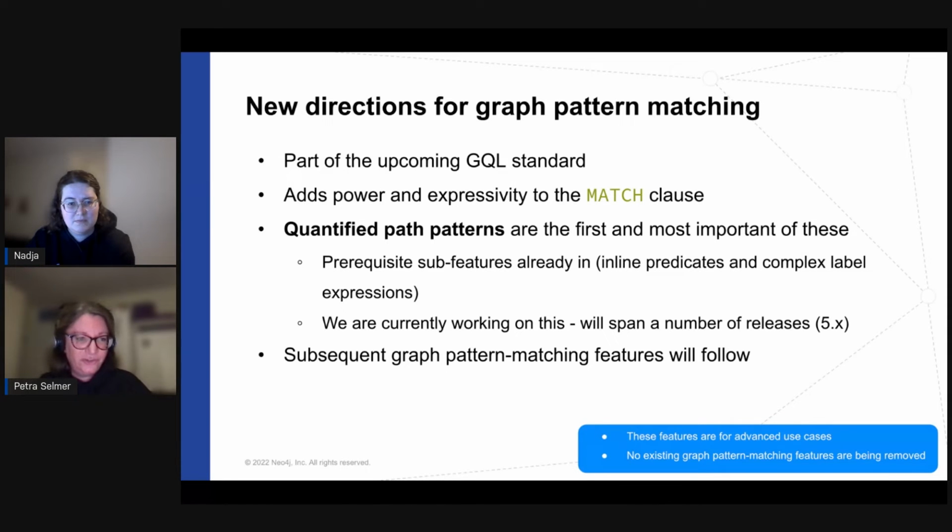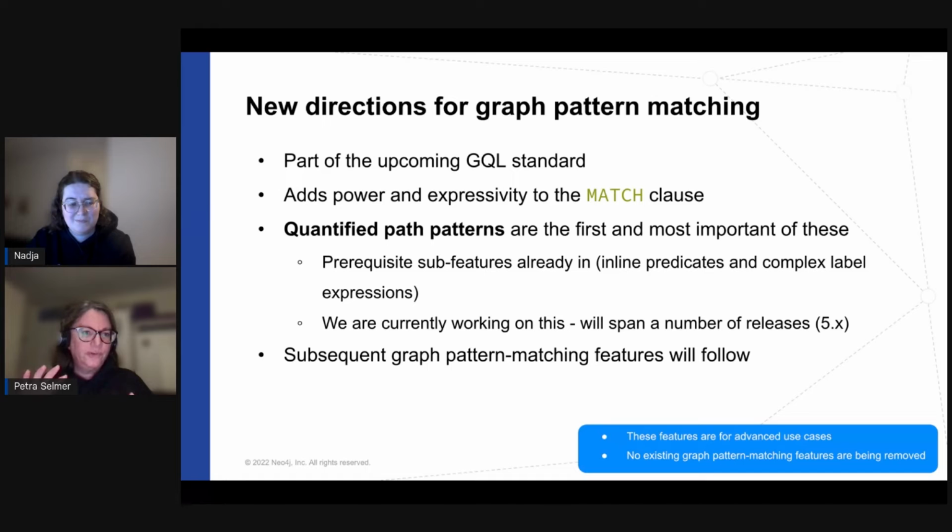And as Nadja's already shown, inline where predicates and label expressions are prerequisite features that are required in order to make quantified path patterns work. Just to also let you know about timelines, we are currently working on this. We're working in a very iterative fashion, and this will be released over the next number of releases in the 5.x series. So please do keep an eye out for that.